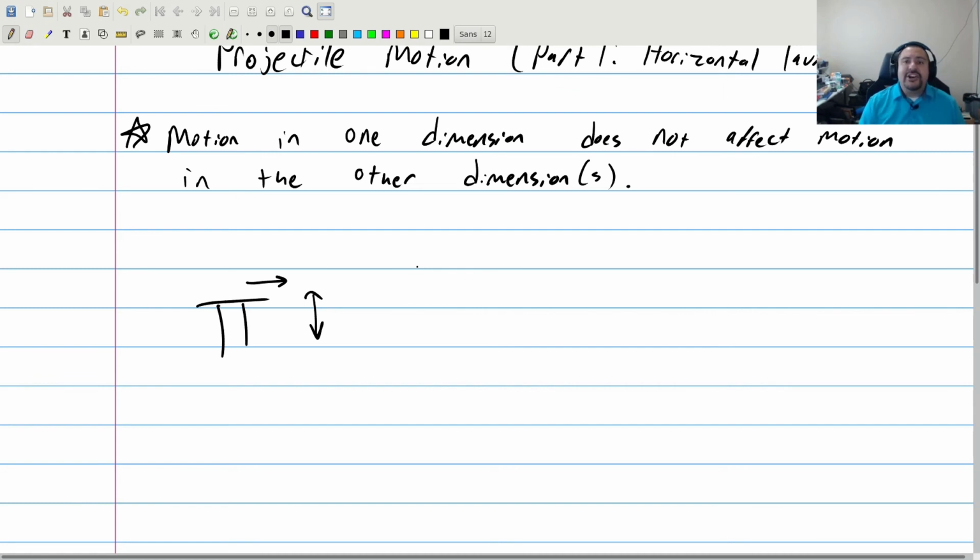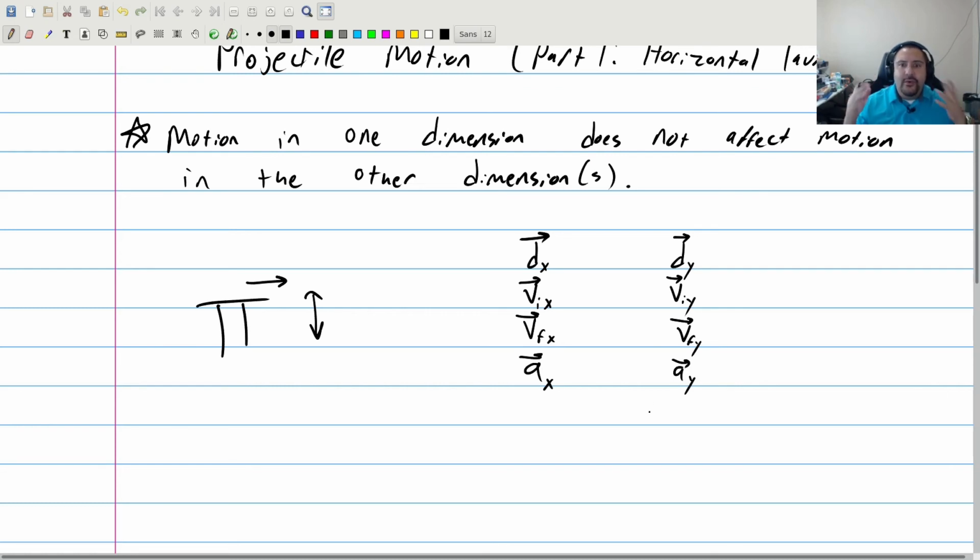Well, that means we're going to have 2 sets of kinematic variables. We're going to have a set of kinematic variables for the horizontal direction, and we're going to have a set of kinematic variables for the vertical dimension. And we're going to have to keep those separate. Whenever we're working on a problem like this, I suggest we draw a table. And that table should have the following things: the displacement in the x direction, the displacement in the y direction, the initial velocity in the x direction, the initial velocity in the y direction, the final velocity in the x direction, the final velocity in the y direction, the acceleration in the x direction, and the acceleration in the y direction.